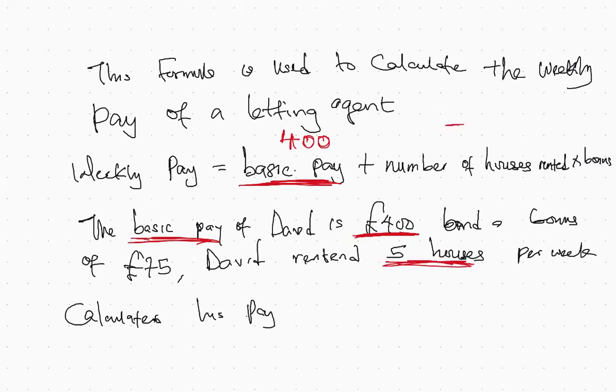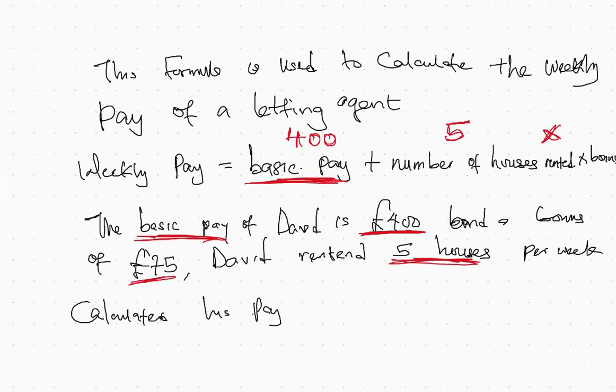The bonus is what? 75. Can you see? Put it down on bonus. So what is 5 times 75? What is 5 times 75? That gives you 375. Plus 400, that gives you 775.